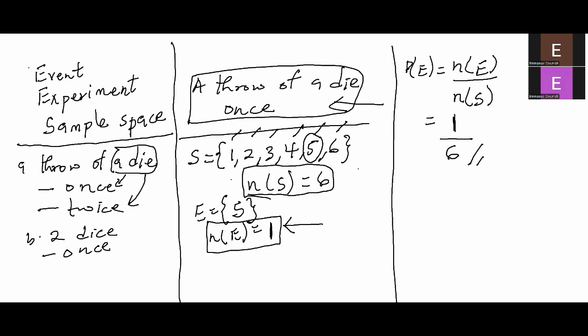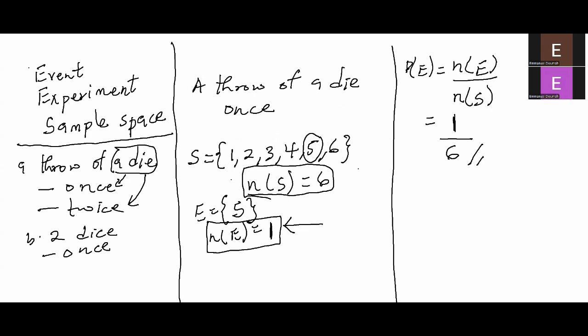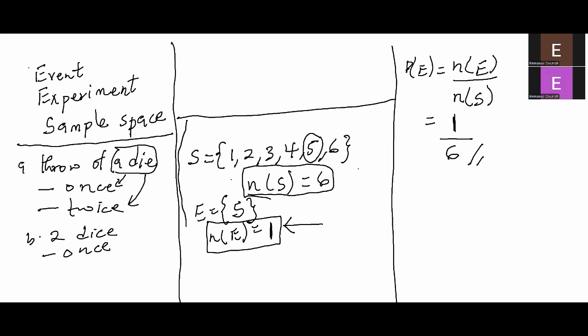So this will be the solution for finding the probability that I get a 5 upon a throw of a die once. So my solution that I have to present for the examiner will start from this place and then end here. So this will be my solution.